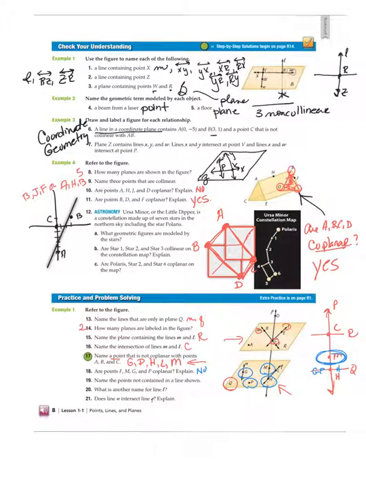Name the points not contained in a line shown. Okay, I may need to get some of my scribbling off. I may not be able to get all of it, but get some of that off of there. All right, let's see here.